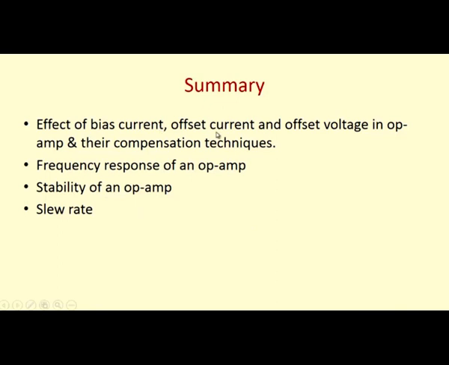In this class, we covered the effect of the bias current and offset voltage in operational amplifier and their compensation techniques. The frequency response we have just started and we will be seeing it in the later class. The other 3 parameters are the AC characteristics, the stability of an op-amp and the slew rate.